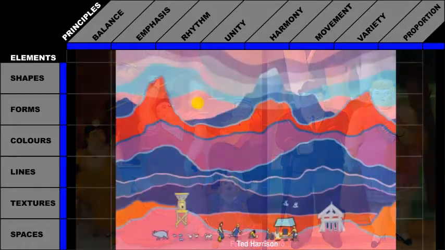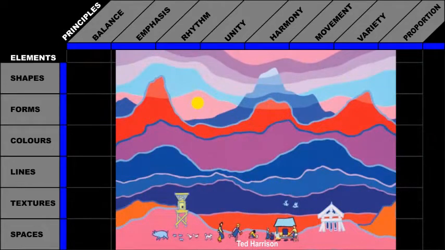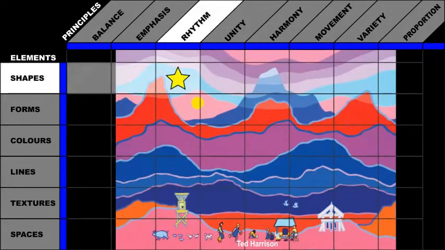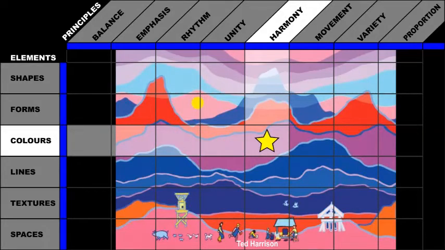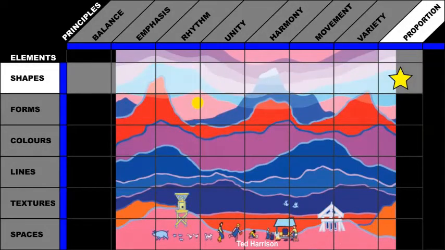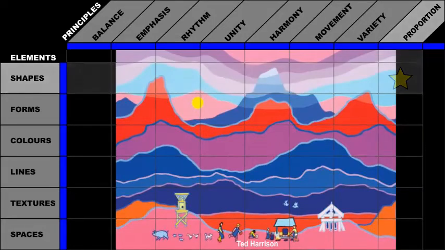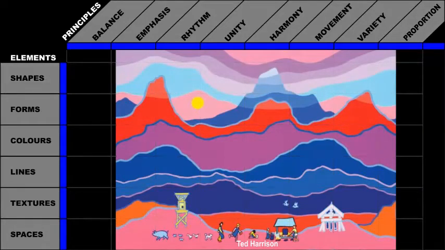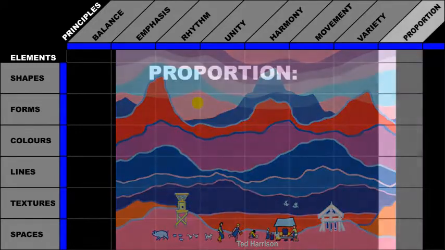Let's take a look at how Ted Harrison used elements and principles of design. He used rhythmic shapes for the landscape and the sky. He used harmonious colors. He made the figures at the bottom of his painting proportionally very small compared to the landscape. This makes the environment seem very powerful compared to the vulnerable figures.